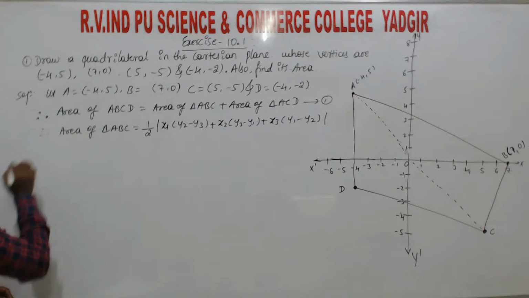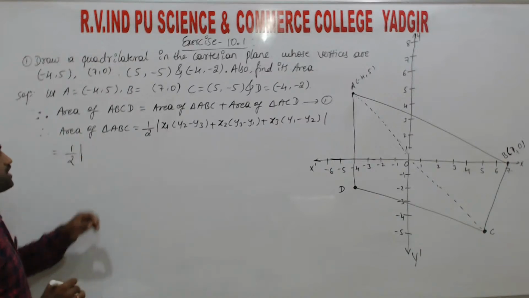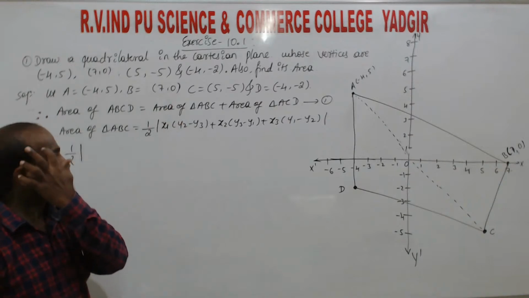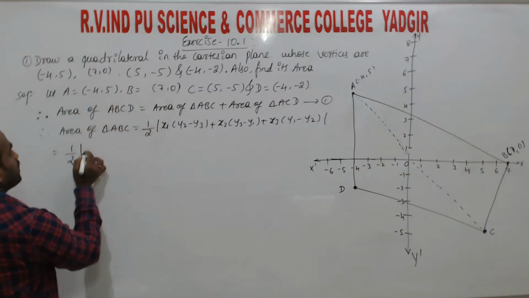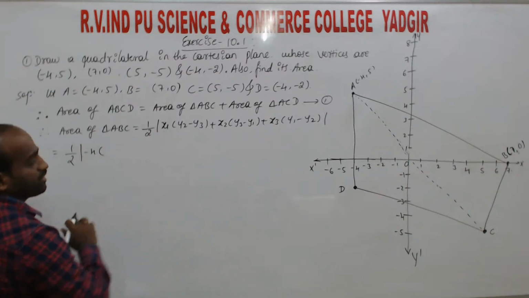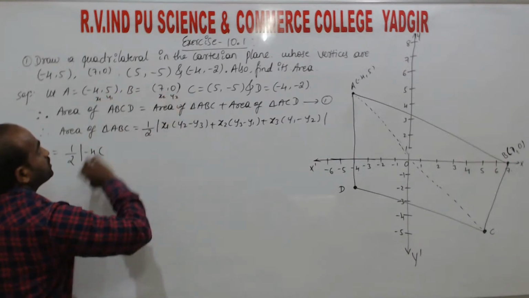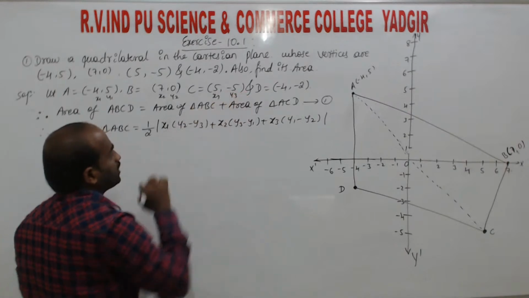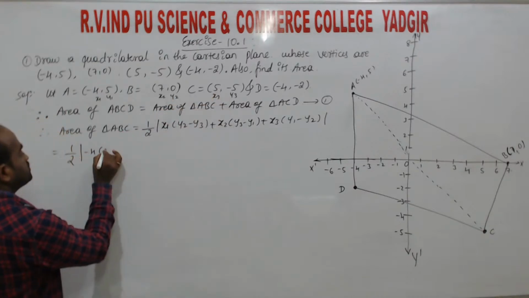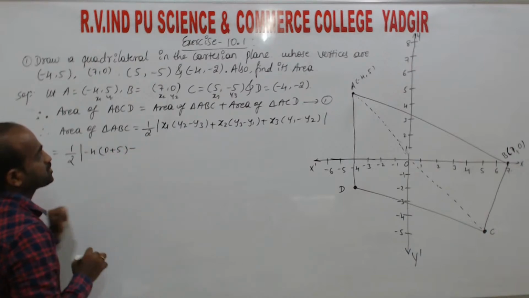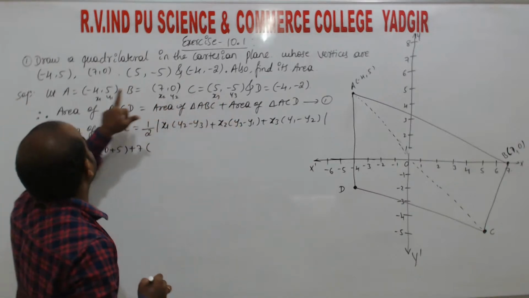Separately, take area of triangle ABC equal to 1 by 2 into x1. x1 means what? Minus 4 comma 5, that is x1 y1. X1 is minus 4. Next, y2 minus y3. This one is x1 y1, x2 y2, next x3 y3. So y2 minus y3 is 0 minus minus 5, that is plus 5. Plus x2, x2 is 7, plus 7 into (y3 minus y1), minus 5 minus 5.